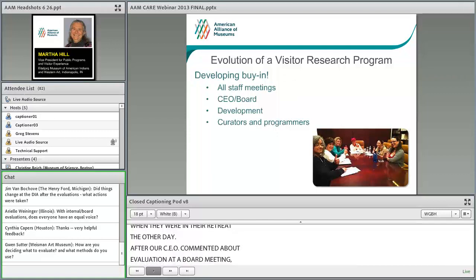And you can see that's a very happy development team there, giving me the thumbs up when they were in their retreat the other day.